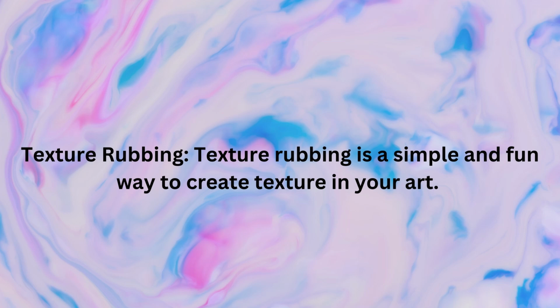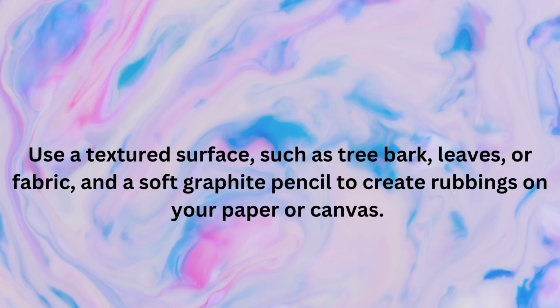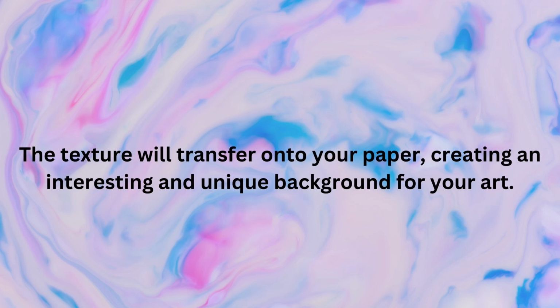Texture rubbing. Texture rubbing is a simple and fun way to create texture in your art. Use a textured surface such as tree bark, leaves, or fabrics and a soft graphite pencil to create rubbings on your paper or on your canvas. The texture will transfer onto your paper, creating an interesting and unique background for your art.